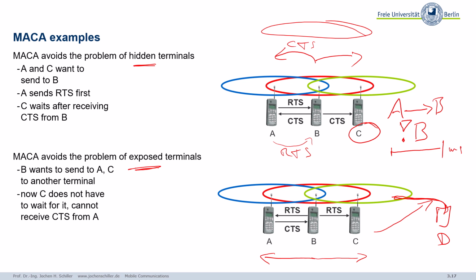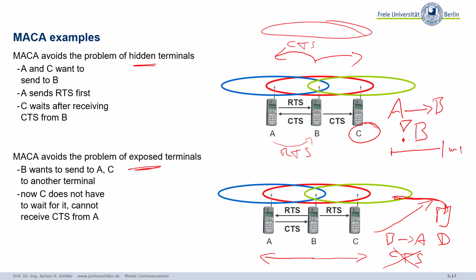How does MACA help? Well, B starts sending RTS, broadcasting the RTS. So C learns: I receive B, and B wants to send something to A. Fine, I don't care. So what? I want to send something to D. What else does C learn? C will not receive the CTS. And this tells terminal C that it cannot hear A. That also means I don't have to wait for it.